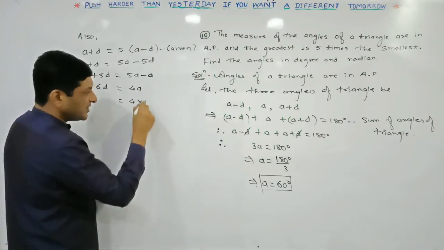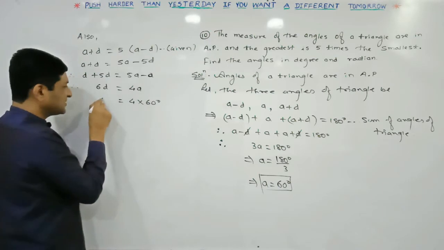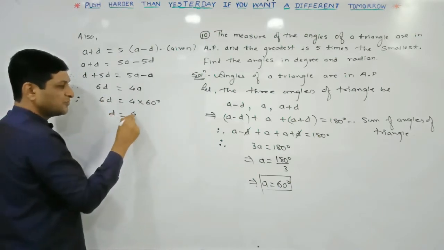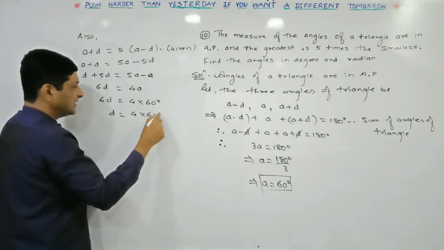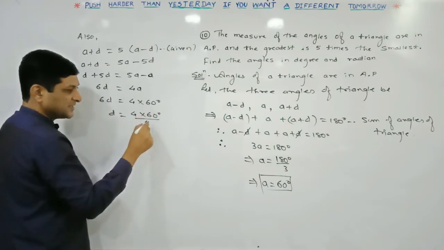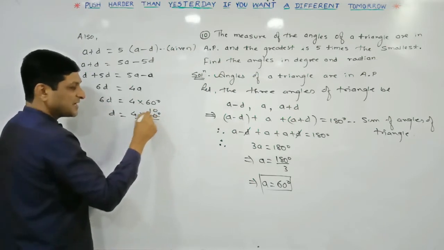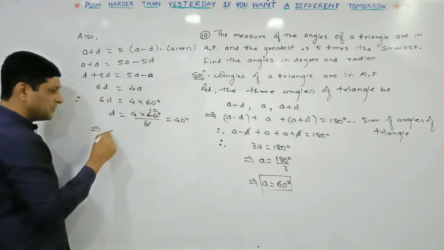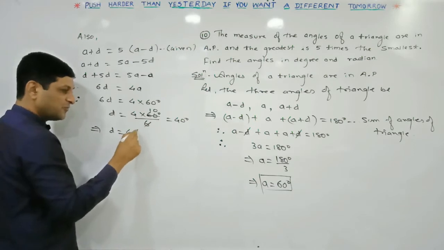What is the value of A here? 60 degrees. This is the value of 6D. So therefore D will be equal to 4 into 60 divided by 6. 6 ones are 6, 6 tens are 60, so 10 into 4 will be equal to 40 degrees. So what value of D have we got here? D will be equal to 40 degrees.